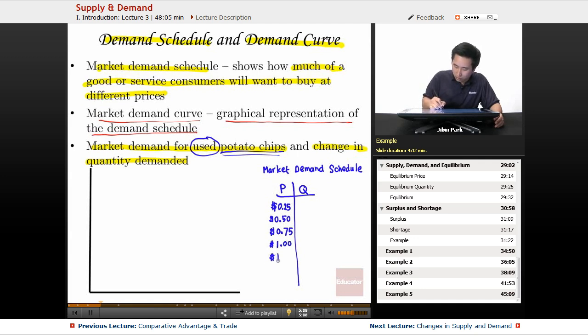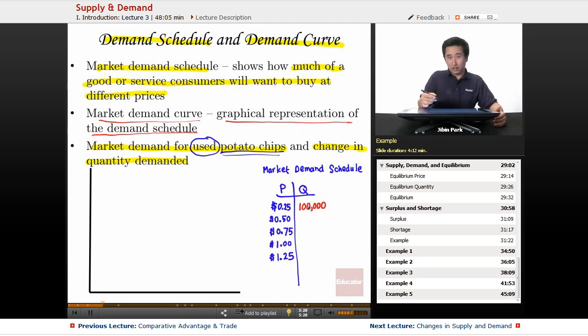And then you have $1.25. Now again, let's look at the market, the entire market in the United States. What would the quantity demanded be at 25 cents? We're creating a hypothetical set of numbers here. So let's go ahead with 100,000.